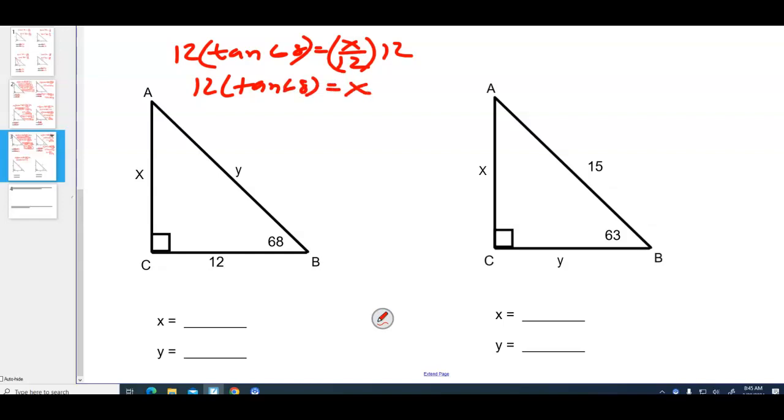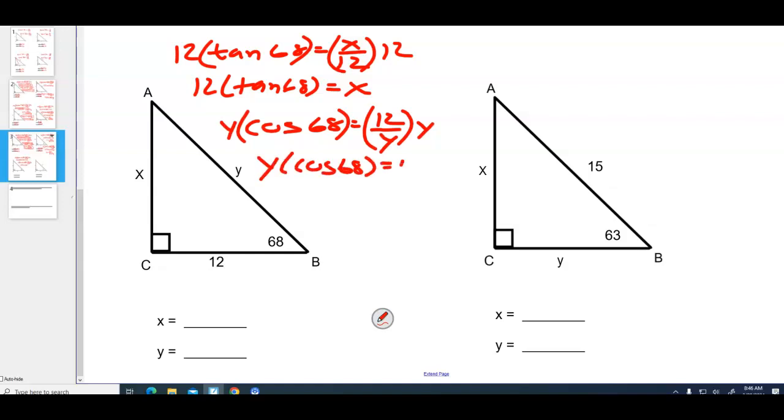For my y, I'm given adjacent. I want my hypotenuse. That means cosine. Cosine of 68 equals 12 over y. I'm multiplying both sides by y. Y times the cosine of 68 equals 12. And my y is equal to 12 divided by the cosine of 68.